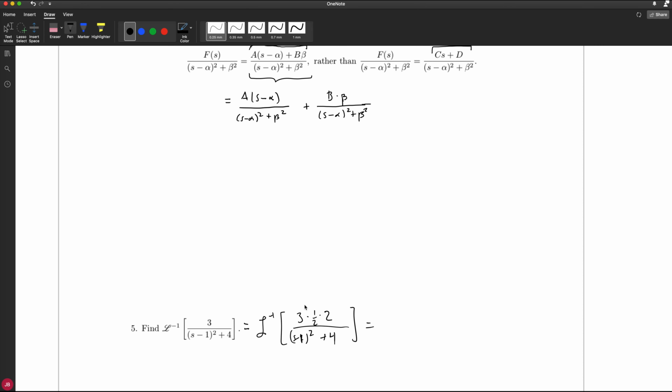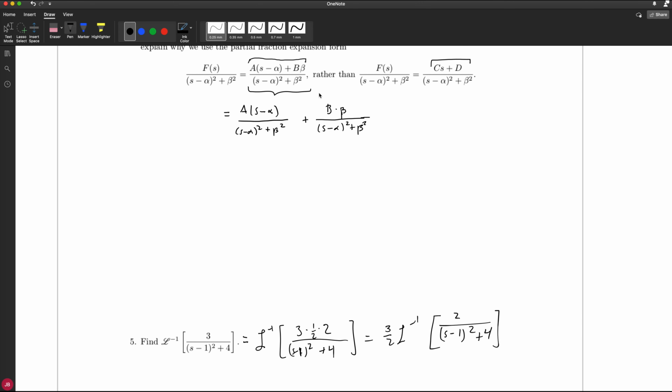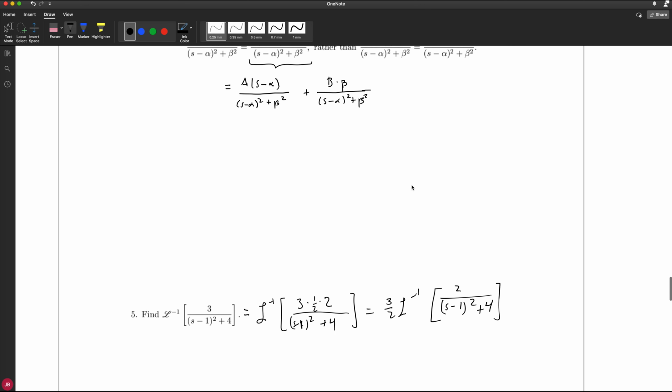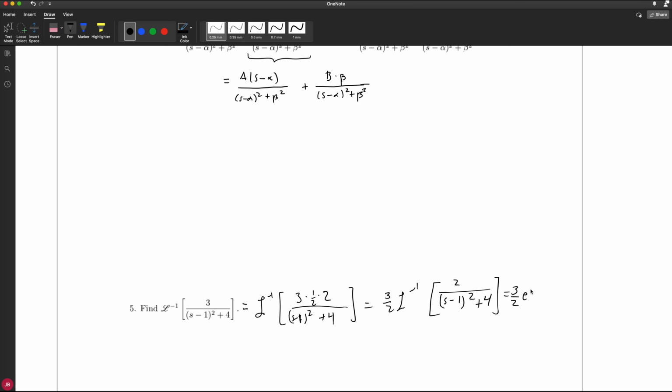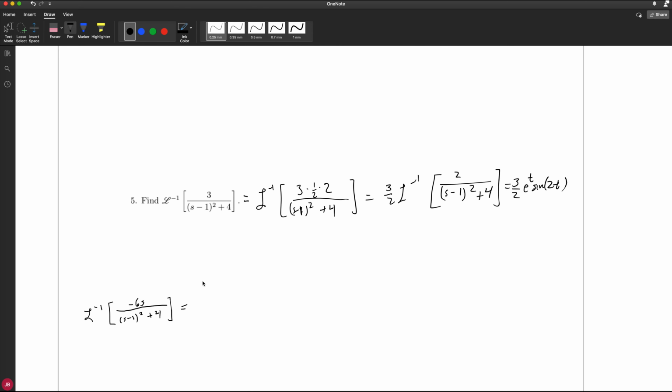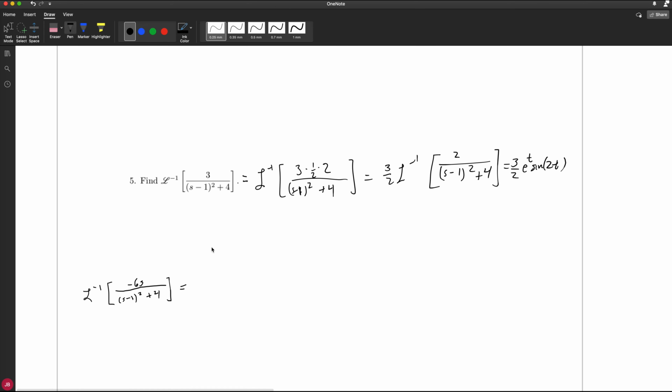And now you'll notice this 3/2 can factor out. And the rest of it is, I think, the sine identity. If you think of 4 as 2 squared, then it's this identity right here, right? And so this should be 3/2 e to the alpha, which is 1, times t times sine of beta t, and beta is 2. Right? Okay, so now let's come to this one. This one is possibly even more interesting.